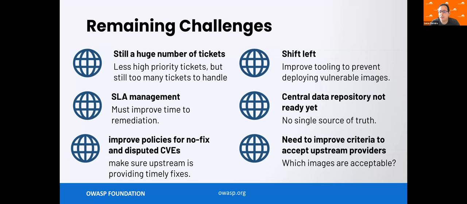And the other thing is we will need to define better criteria for the upstream providers, which means the entities that are providing images that are being run in our infrastructure. So basically it is refining the criteria of what's acceptable, what's not, and how we're going to handle the provider that's not providing timely fixes. So that's the big issue that we have in terms of upstream providers.